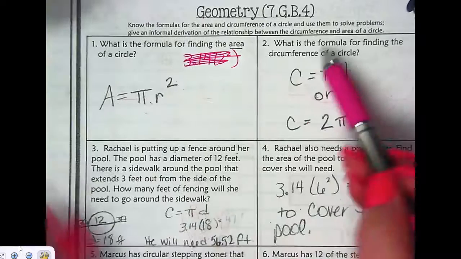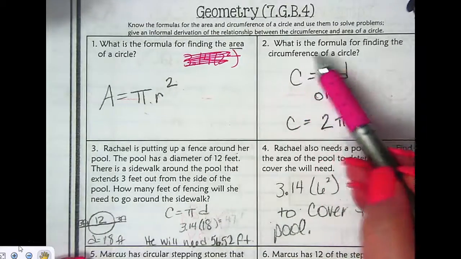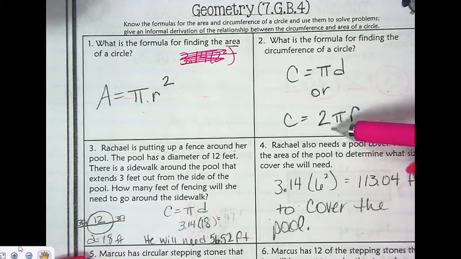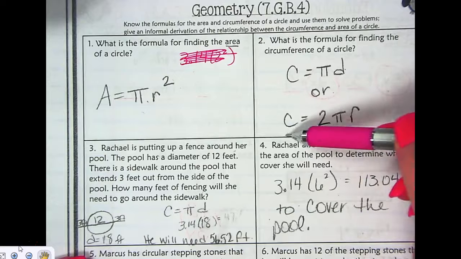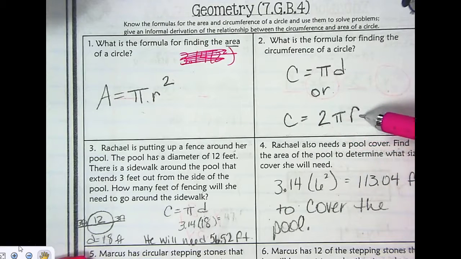Okay. What is the formula for finding the circumference of a circle? Either of those 2 work. You don't have to have both, but circumference equals pi times the diameter, or circumference equals 2 pi r. 2 times the radius, which is the diameter, times pi.